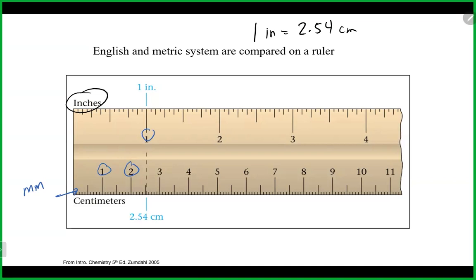Now, the 1 inch is, again, an English sort of unit. And obviously centimeters falls under metric. So that's sort of the English to metric difference between the two.